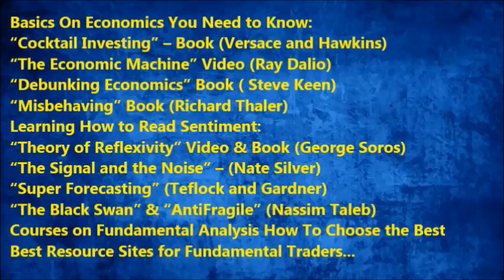Again, in terms of a book, it's really interesting to read. It's called Debunking Economics. It's by Steve Keen, and he talks about how economists really get things kind of wrong. What's important and what's not important in terms of economic theory, why most theories are flawed. It's a really good book.